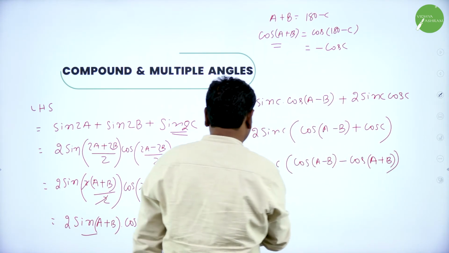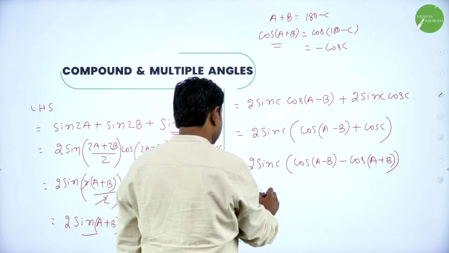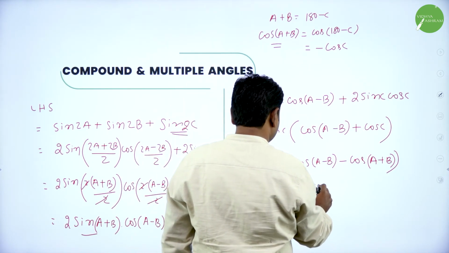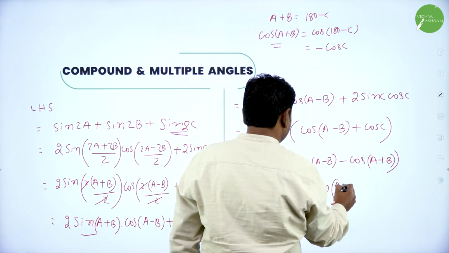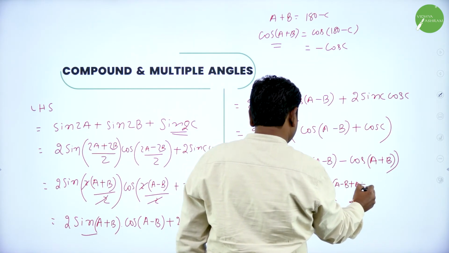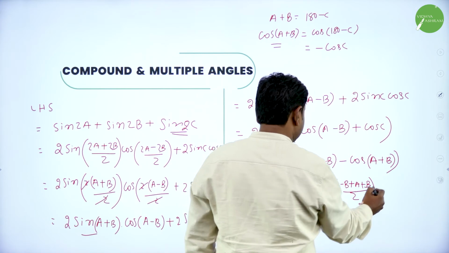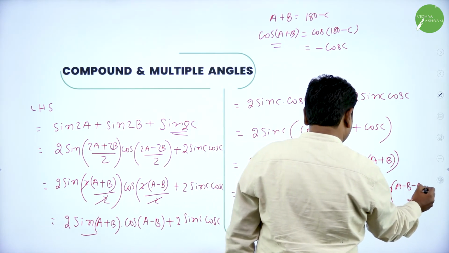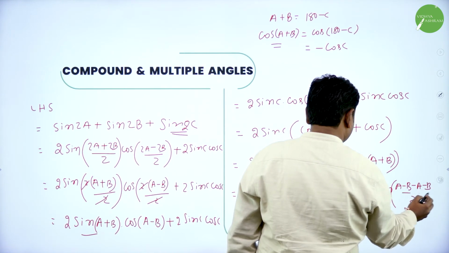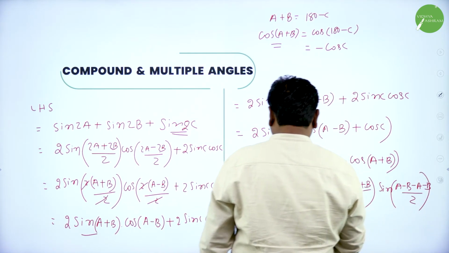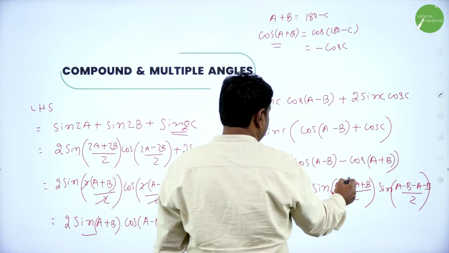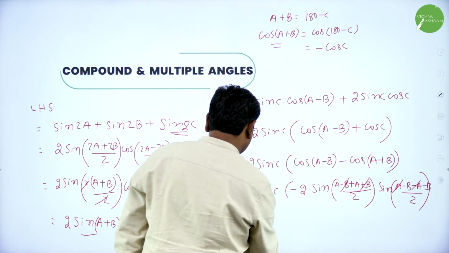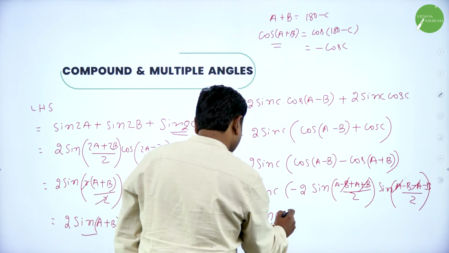Now it is in the form of cos c plus cos d. Sorry, cos c minus cos d. Cos c minus cos d is minus 2 sin of (c plus d) by 2 into sin of (c minus d) by 2. So a minus b plus a plus b by 2 into sin of a minus b minus a minus b by 2. Now further simplifying, minus b plus b cancels, here minus a plus a cancels.